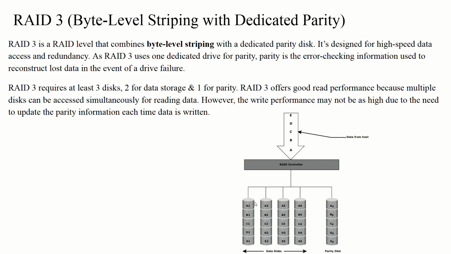What happens if A1, this particular drive, gets lost or fails? The parity calculates the XOR operations, which means A1 XOR A2 XOR A3 XOR A4. Whatever XOR result it computes gets stored in the parity drive. So if something happens to this drive, I have the parity drive, and since I know the XOR operations, I will definitely be able to retrieve the data very easily. That is another advantage of RAID level 3. Error checking is one advantage of the dedicated parity.